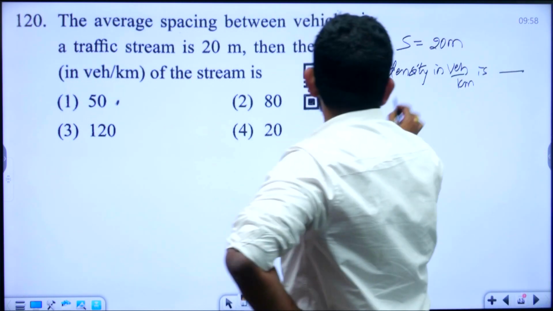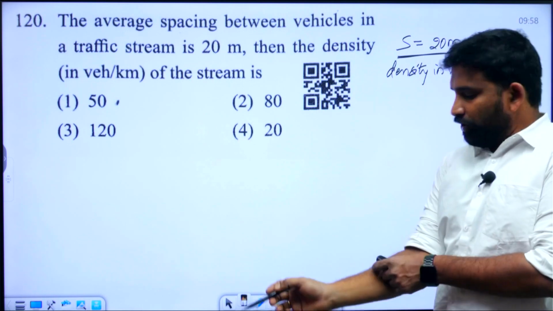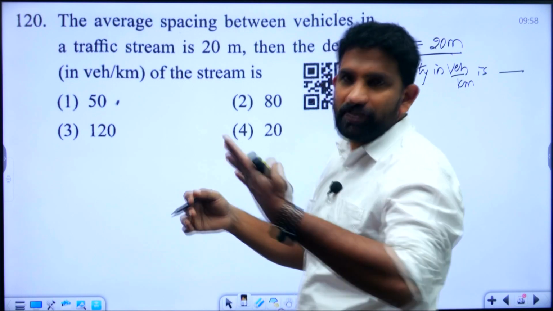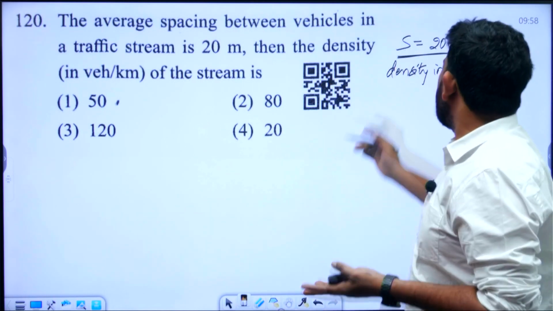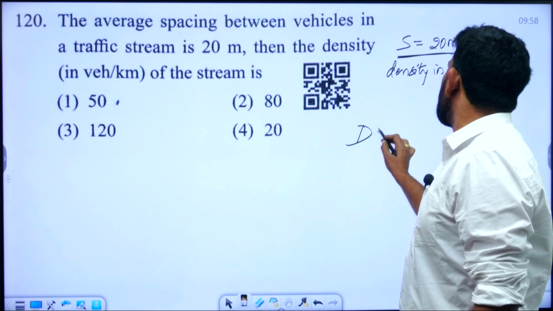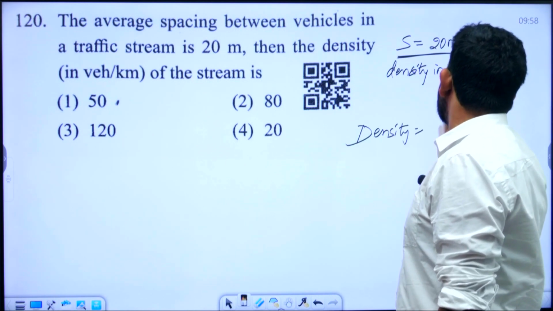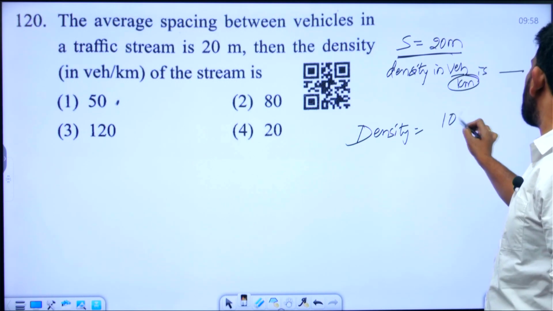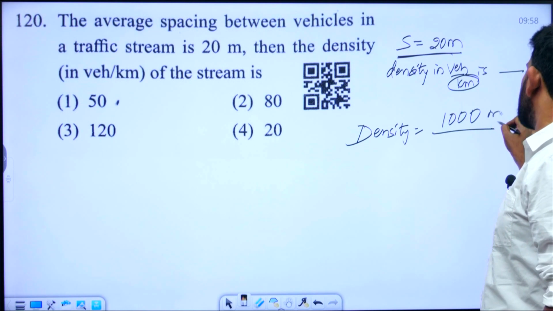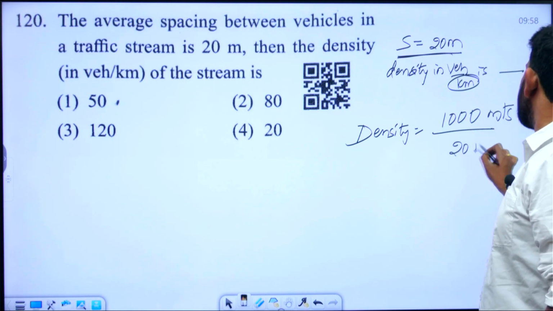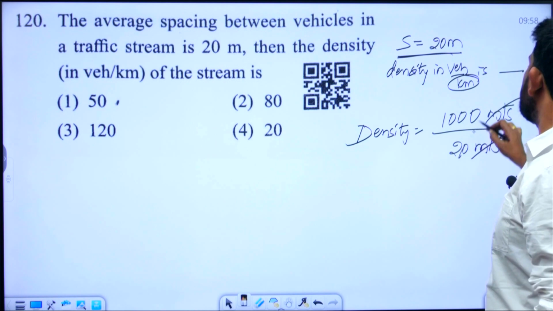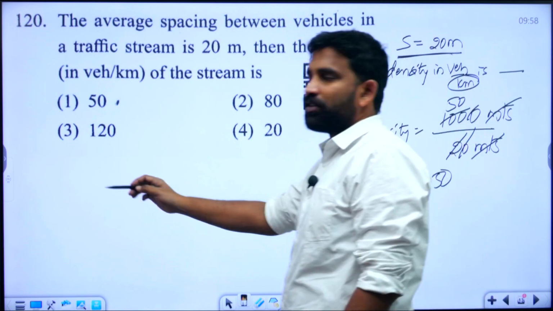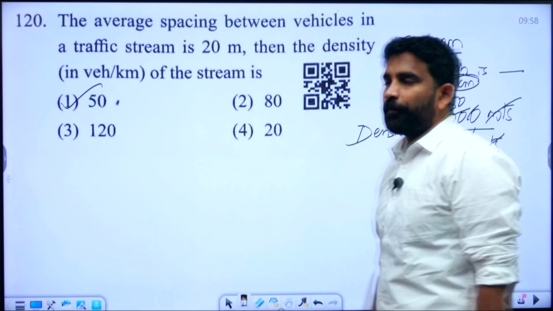Okay, nothing but the spacing is given here, and we do know the spacing, the spacing between two different vehicles. We can take it from the formula also, 0.7 Vb plus 6 or 0.2 Vb plus 6. But here taking that formula is not necessary because the density is found in terms of vehicles per kilometer. Nothing but for a kilometer of distance, how many vehicles are going to get accommodated. So a kilometer is nothing but 1,000 meters upon 20 meters, which is the spacing here. This comes out to be 50. So 50 is the correct answer. Very easy and direct question was given here, right?